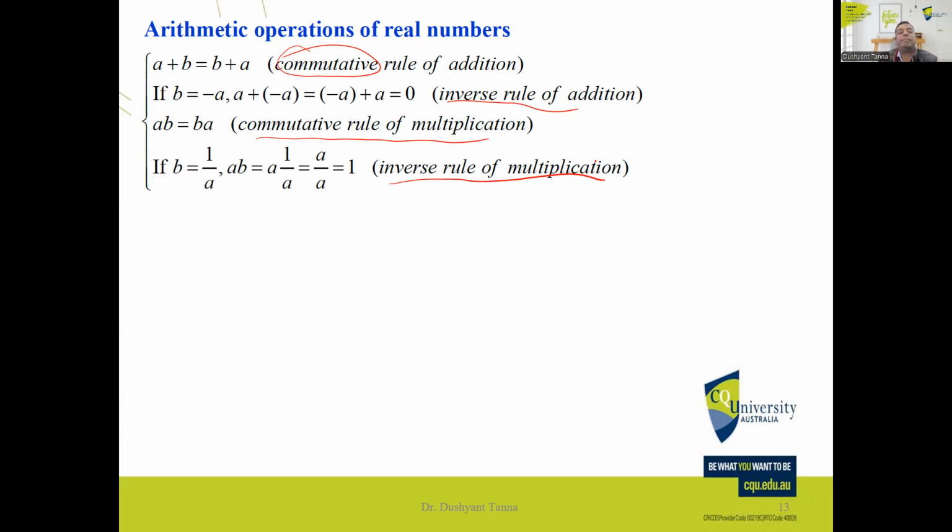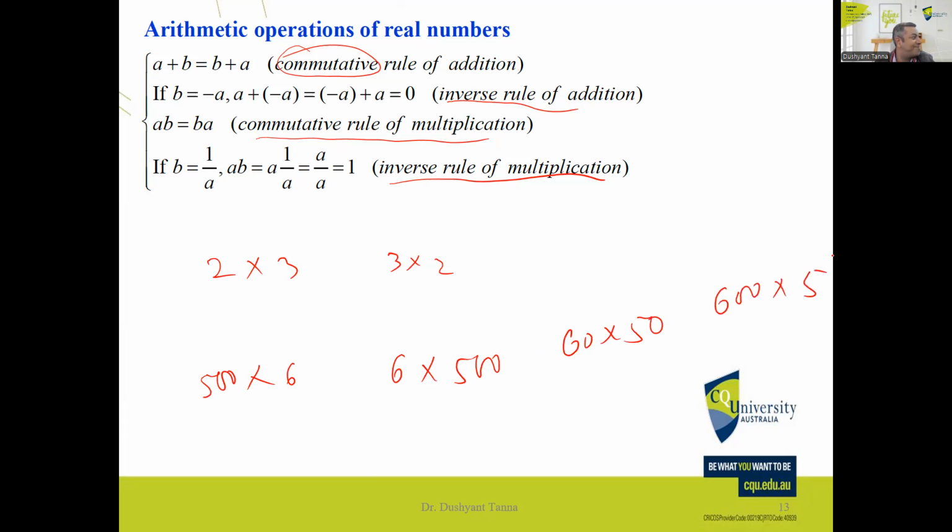Then we have the commutative rule of multiplication. 2 times 3 is the same as 3 times 2. 500 times 6 is the same as 6 times 500, which is the same as 60 times 50, which is the same as 600 times 5. This is very obvious. You are just moving the zeros around, and everything is the same. And the inverse rule of multiplication: 2 and 1 over 2, 3 and 1 over 3. They are all inverse pairs.